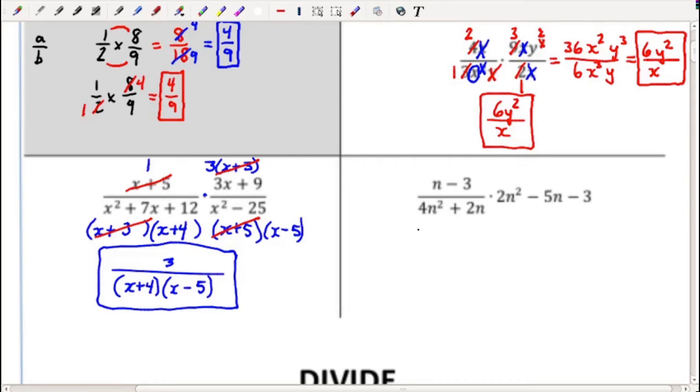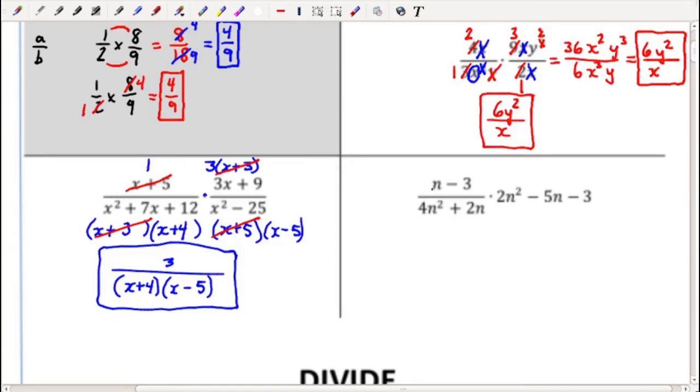I've seen some students who get really trigger happy and go, oh, n squared and n squared, those can cancel. No, they can't. Or 2 and 4, I can cancel those. You cannot cancel unless you've factored, unless they are a factor of the top and the bottom. So don't get too much ahead of yourself. You need to factor first.